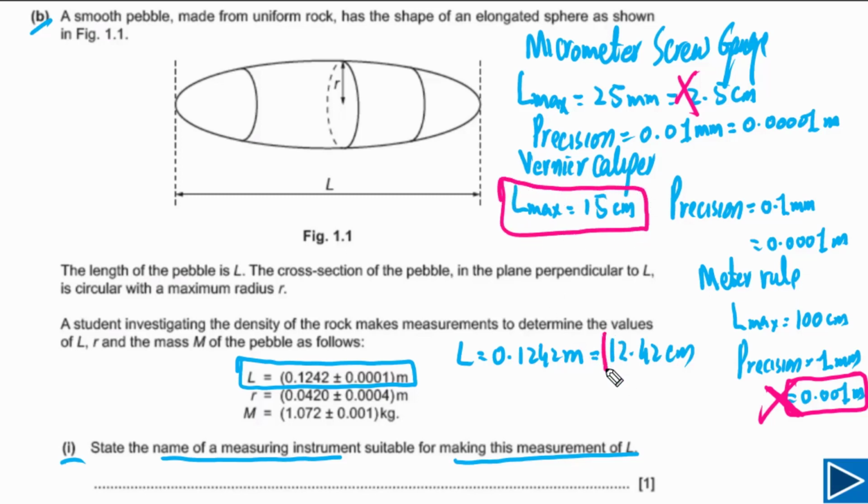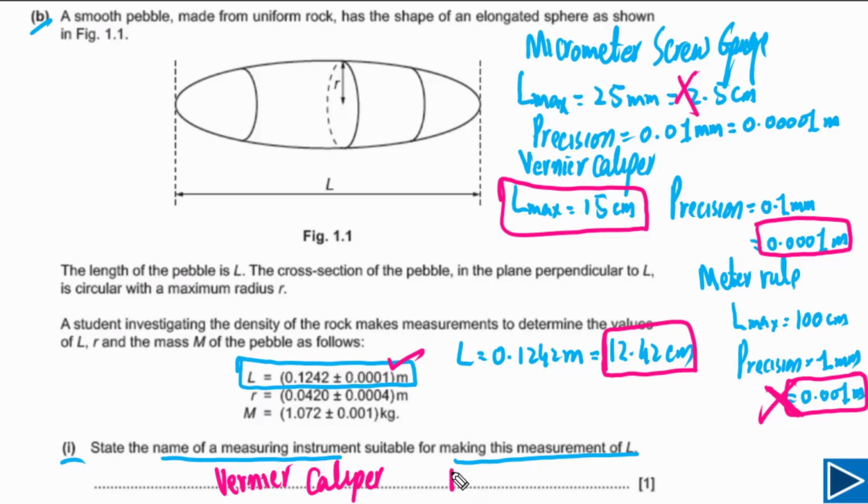That's wonderful, because this measurement is only about 12.42 centimeters. And the precision of this one is 0.0001 meter, means up to 4 decimal places if the unit is meter. So this is also true for this one. So it means we can simply write down for this one, we can use vernier caliper. So our final answer will be vernier caliper. So we can use vernier caliper.